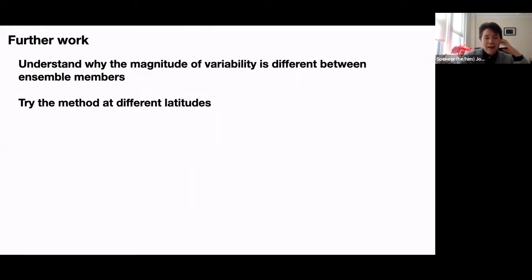I thought I'd tell you a few things I was interested in doing in the future. One of them is, it would be really great if I could understand why the magnitude of variability is different between the ensemble members, and try to understand better the mechanisms for that, because it really seems like even though the variability is different between the ensemble members, the mechanisms all seem to be the same that I've looked at so far.